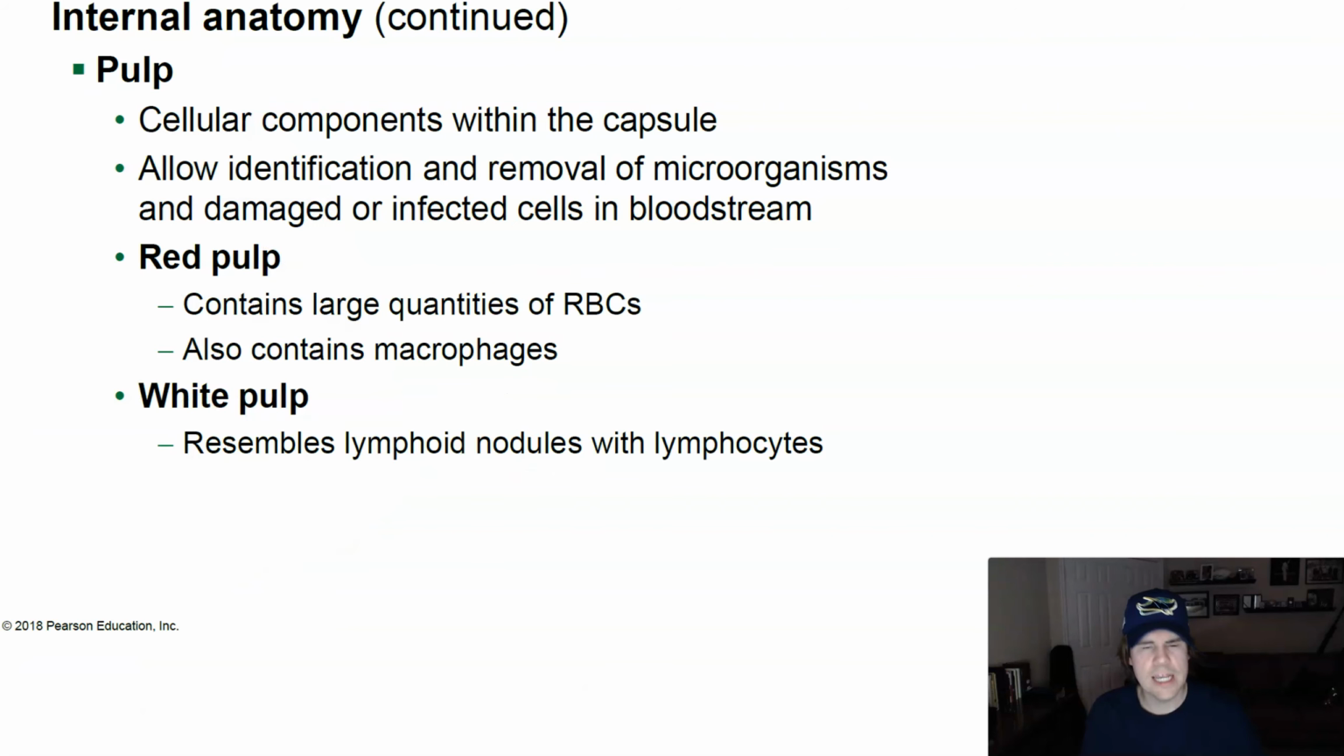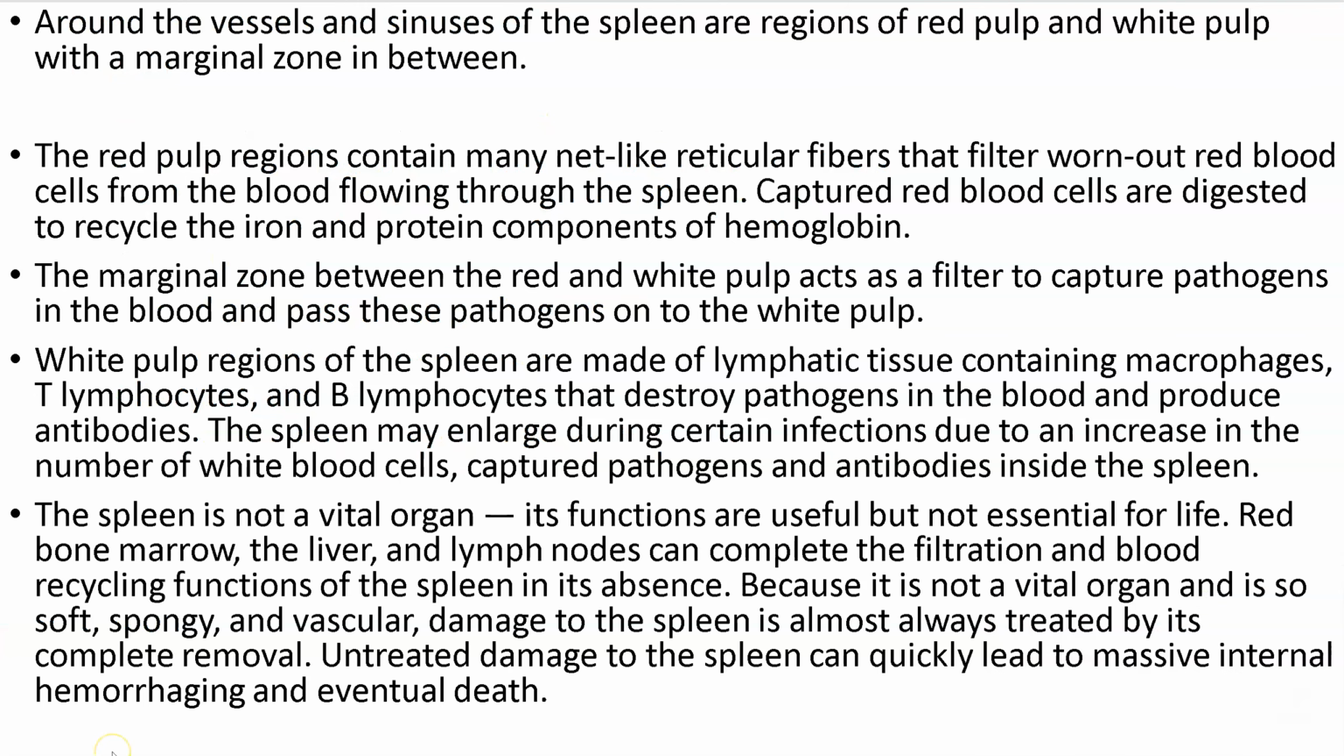And so there's two different types of pulp associated with the spleen I want you to know about. Pulp are cellular components within the capsule, within a specific place in the spleen. Red pulp contains large quantities of red blood cells. That's helpful to remember. Also contains macrophages, which are cells that ingest foreign particles or other types of cells. White pulp resembles lymphoid nodules with lymphocytes. Okay, so you have two different types of pulp within the spleen. And this slide right here, I'll take away the webcam, but I'm not going to go over this. If you want to pause right here and read over this, it goes more in depth into red pulp and white pulp.